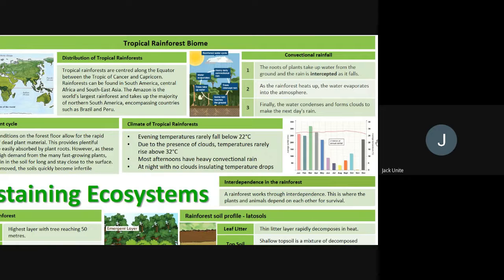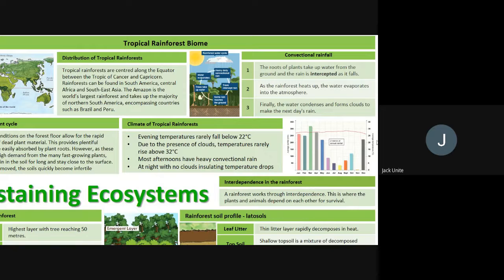Excellent. So essentially, convectional rainfall, we've seen that term a few times before. Global hazards and convection currents is one. And it's effectively about that heating and cooling. So if I think about the rainforest in the morning, okay, I know that it's going to get heated up by the sun throughout the day. Okay, so as it heats up, it's going to sort of transpire. Moisture is going to evaporate into the atmosphere. As it evaporates into that atmosphere, it will eventually cool and condense and form clouds.